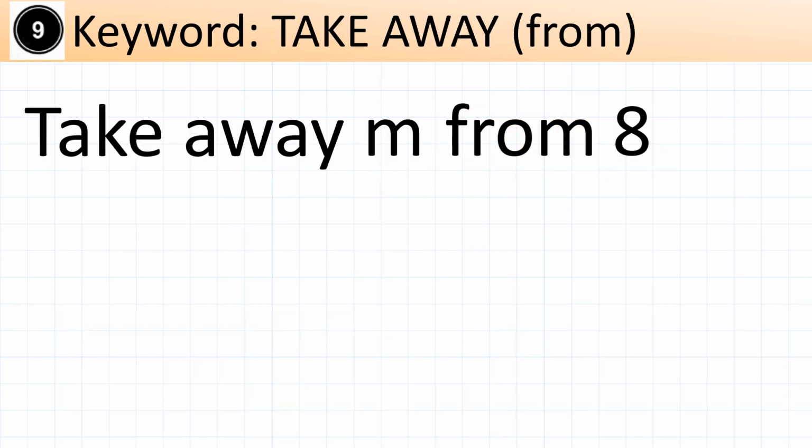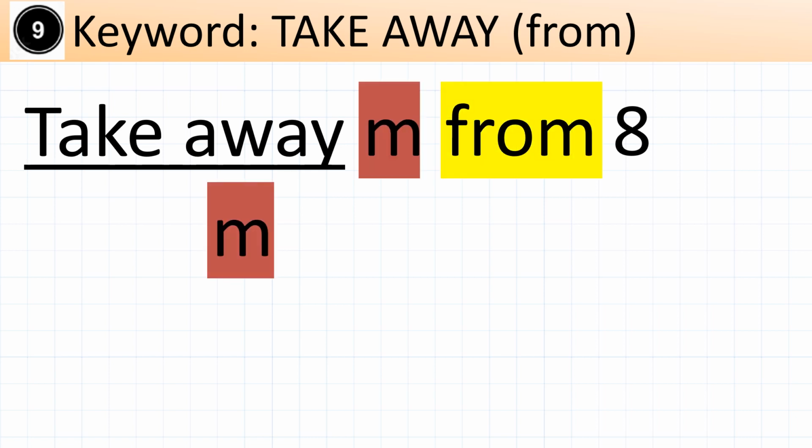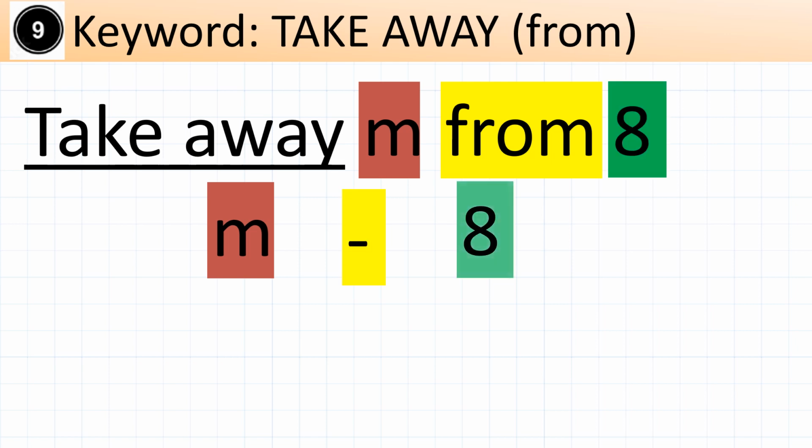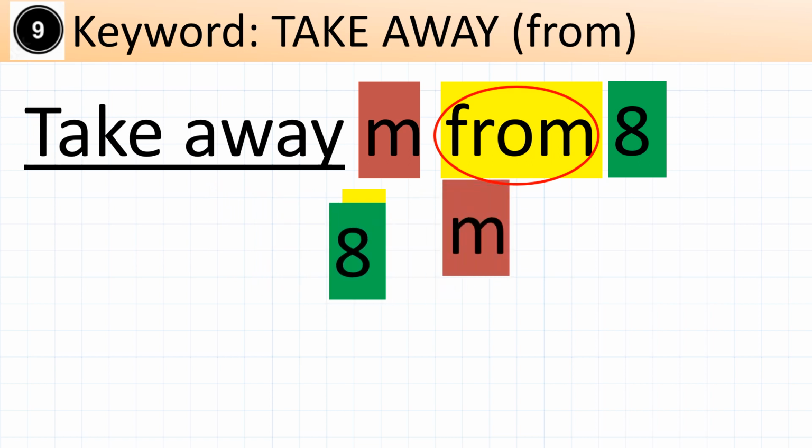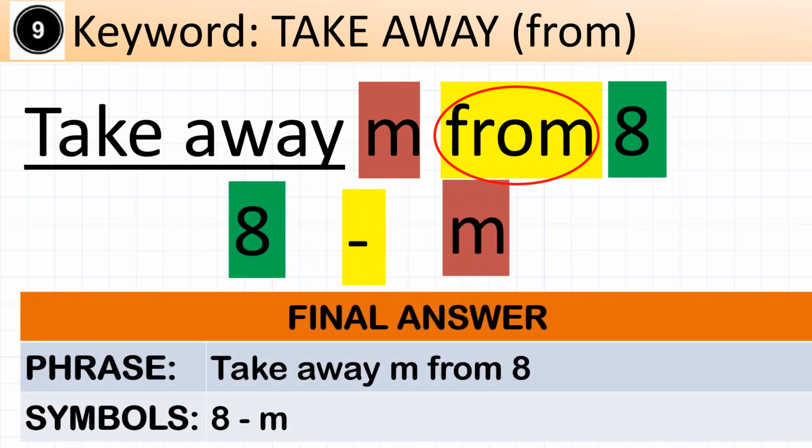Another keyword is take away from in a mathematical phrase. For example, take away m from 8. So take away indicates subtraction. So we copy m, from means minus, and 8, we copy this number. So the word from means we are going to exchange 8 and m in their position. So 8 comes first and m goes to the second. And that is 8 minus m. So take away m from 8 is translated to 8 minus m. And that is our final answer.